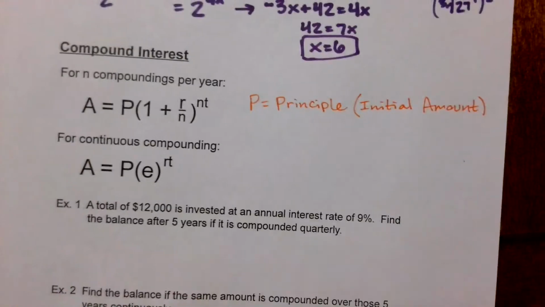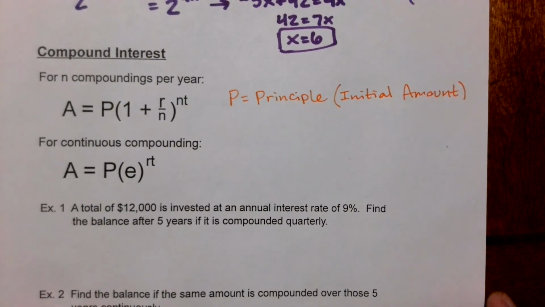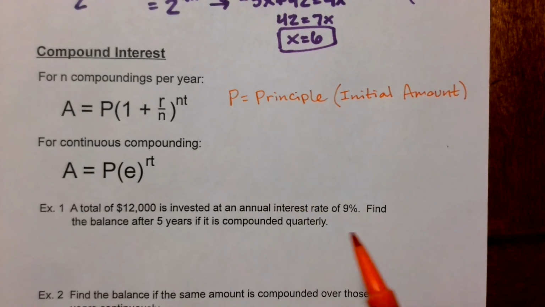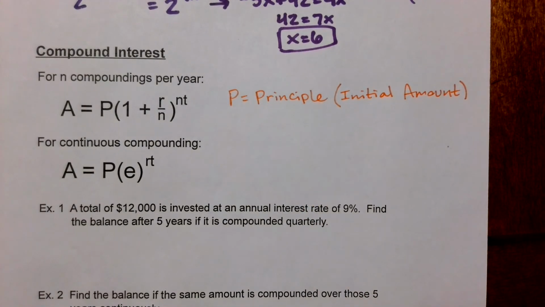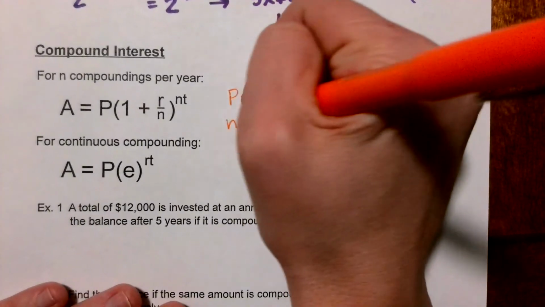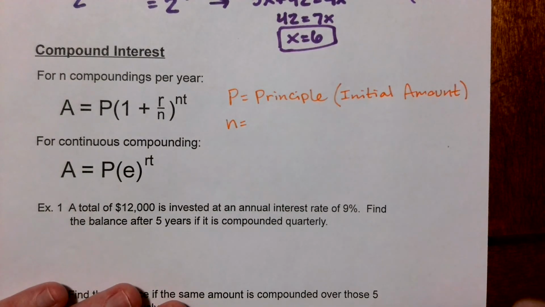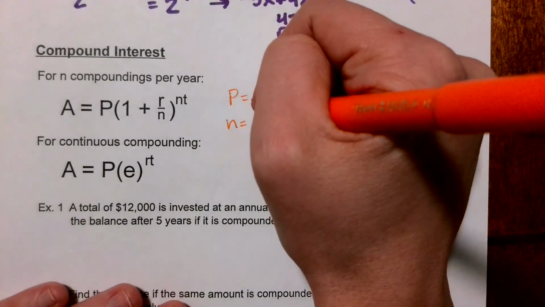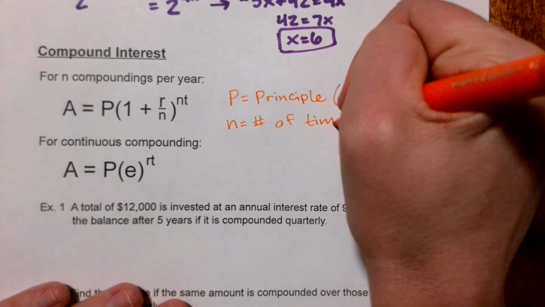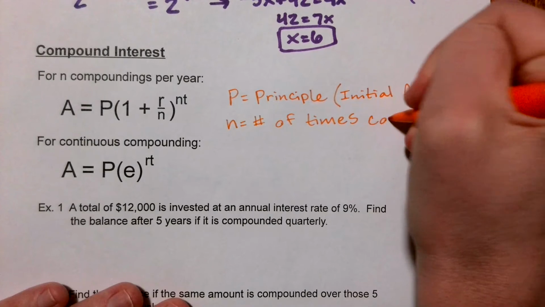This could be an initial amount that grows, it could be an initial amount that decays. If you're talking about the price of a car, how much it's worth, then it's going to depreciate over time. If it is the amount of money in your bank account and you're earning interest, then it's growing over time. But this is what you start with. The first formula is talking about the number of times per year that it's compounded. So number of times compounded per year.